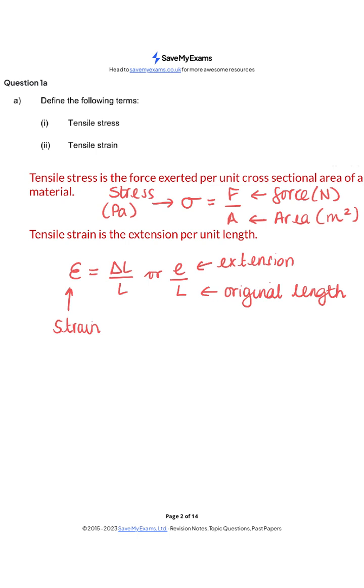So tensile stress is the force exerted per unit cross-sectional area of a material, and I've written the equation there as well. Stress, which we measure in pascals or newtons per metre squared, is equal to the force in newtons divided by the area. And then strain is the extension per unit length. To work out strain, you do the change in length, or the extension, divided by the original length.